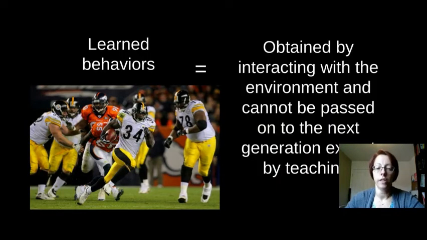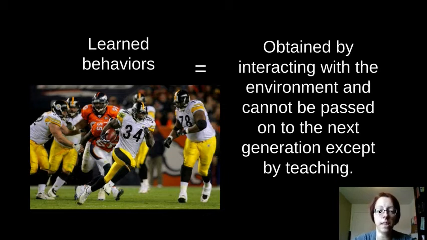The other thing that we talked about was learned behaviors. These are obtained by interacting with the environment and cannot be passed on to the next generation except by teaching. Now, I know you might be looking at that picture of the football players and thinking, what does that have to do with learned behaviors? But think about the game of football for a minute. Even if you don't like it, you've probably watched it a little bit. Players have to learn how to play that game. They have to learn the different moves, what to expect, what could be coming next, how to anticipate things that are happening. Those are all learned behaviors.